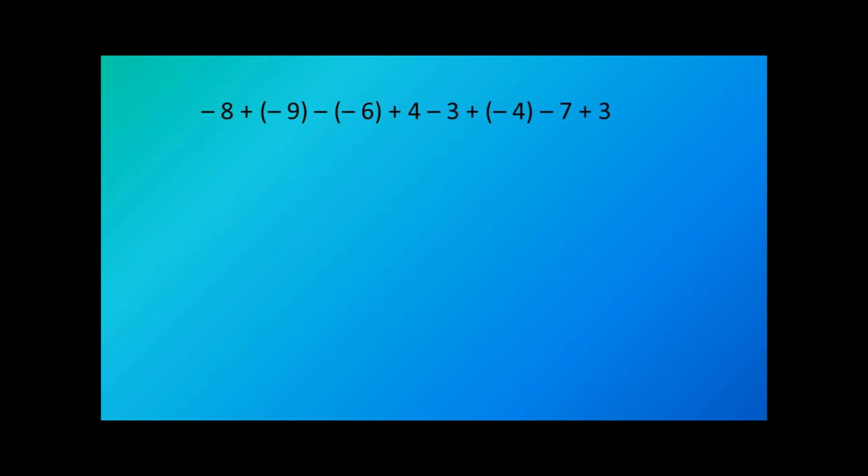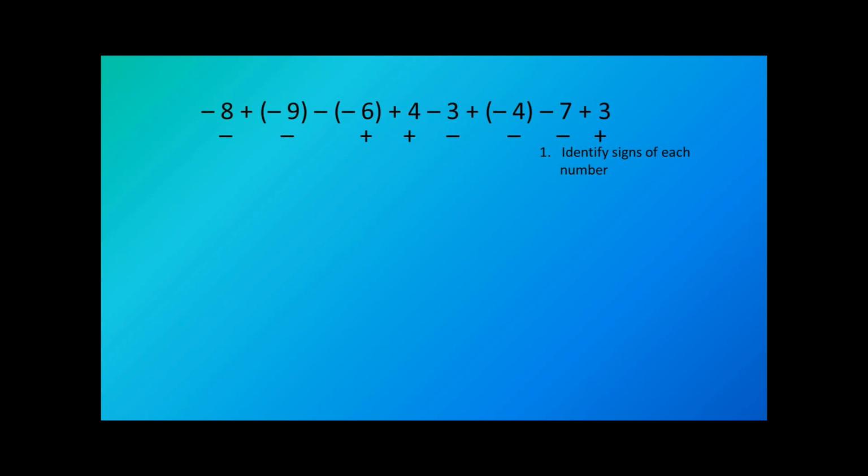So here we go. -8 is negative, plus -9 is negative, minus -6 is positive, plus 4 is positive, minus 3 is negative, plus -4 is negative, minus 7 is negative, and plus 3 is positive. So now we look for the positives. Well, the positives are the double -6, that's a positive, the plus 4, and the plus 3 at the very end. It looks like everything else is negative. So 6 plus 4 is 10, plus 3 is 13.